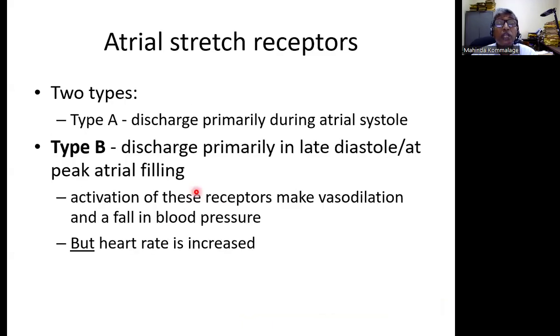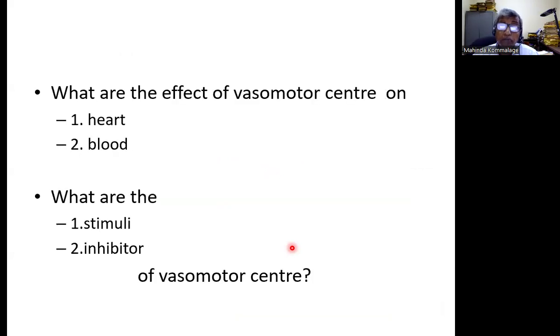And in addition to that, we have a special receptor called the atrial stretch receptor. It's also like a baroreceptor, but located in the atria, type A and type B. Type B is the important one. It discharges primarily in late diastole at the peak of atrial filling. That will also facilitate vasodilatation and help with cardiovascular adjustment and regulation. Right. So again, there is a set of questions, try to answer them later.